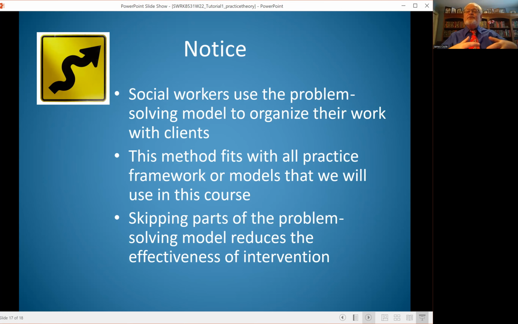If you skip talking with the client about their goal and what makes sense for them, then the client may not be motivated to do the intervention because they don't see how this is going to really help them accomplish something that's meaningful for them.